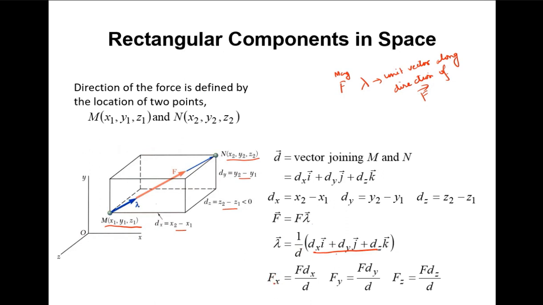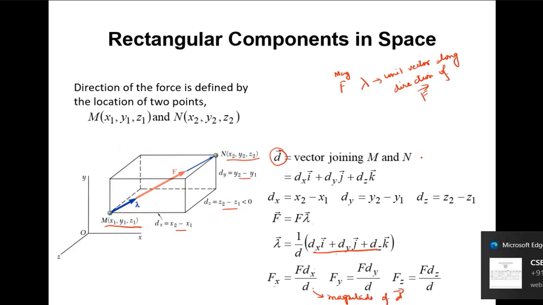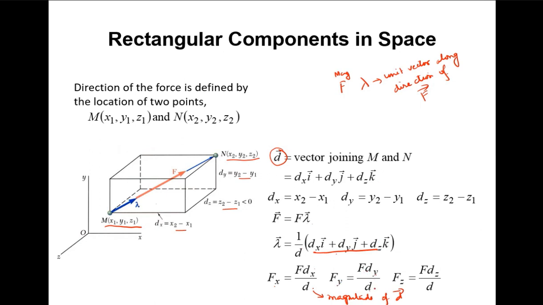So what will be Fx now? F into dx by d. Fy will be F into dy by d. D means the magnitude of this vector d, which joins M and N. So Fy will be F into dy by d, and Fz will obviously be the magnitude of the force into dz divided by the magnitude of vector d, right? So I don't think this is very tough.